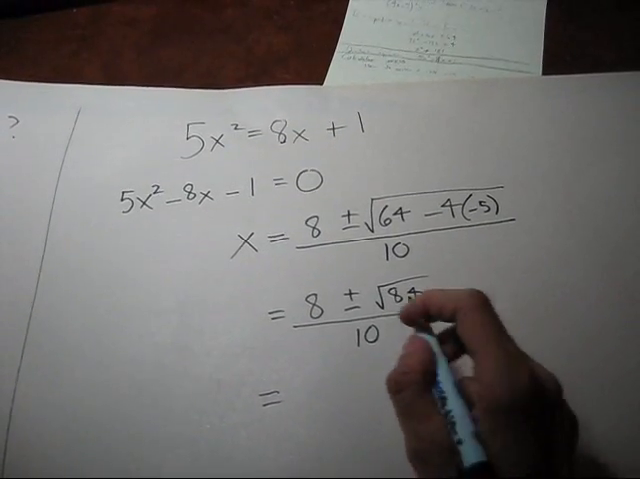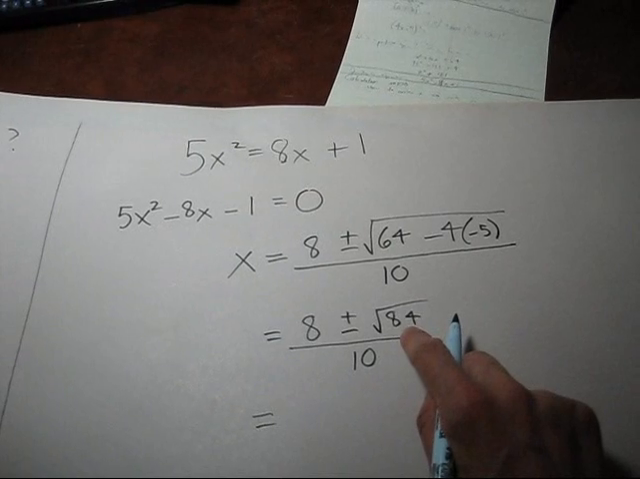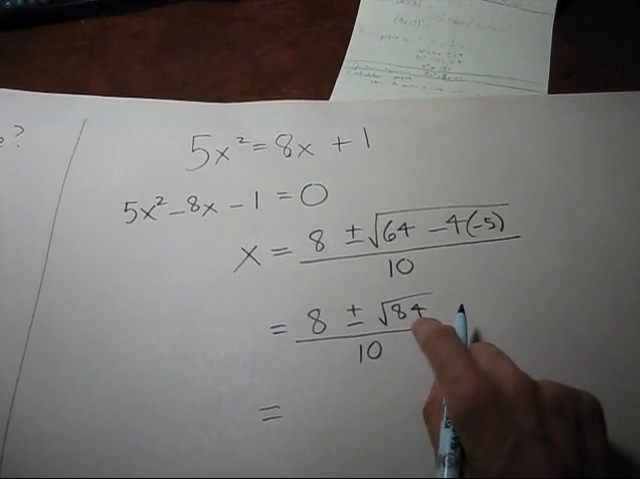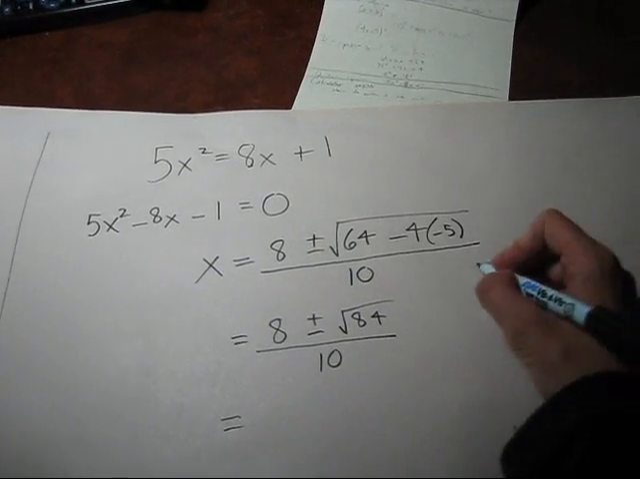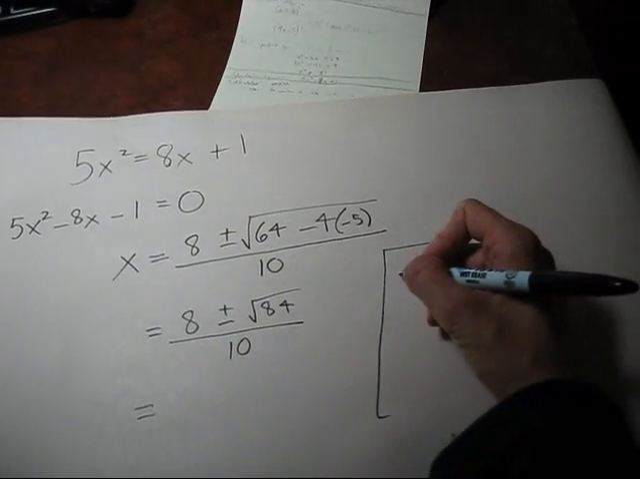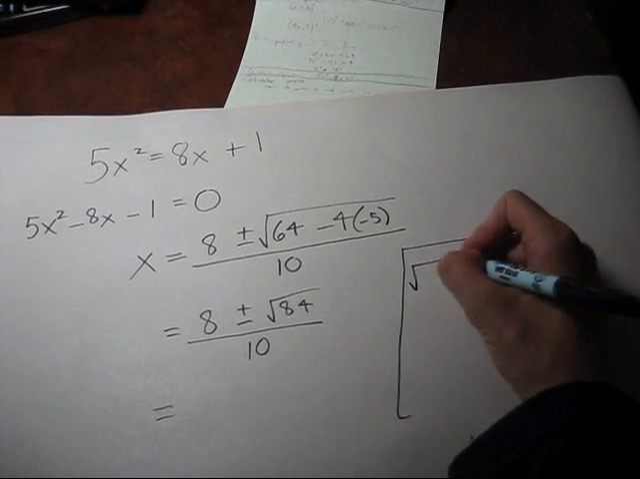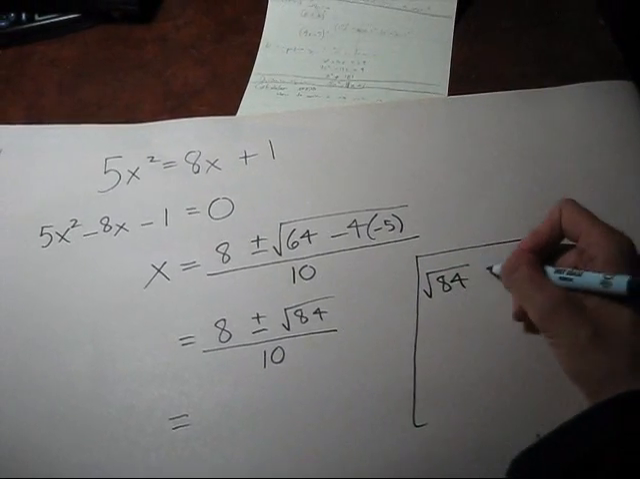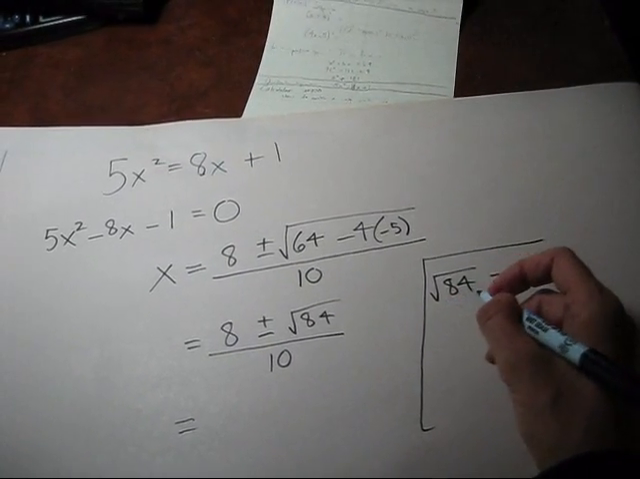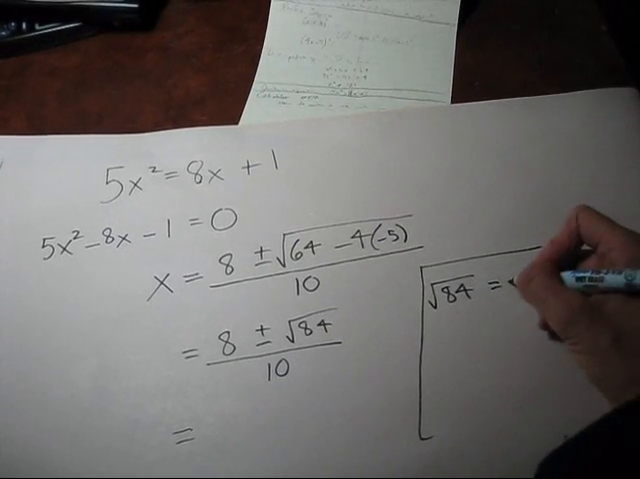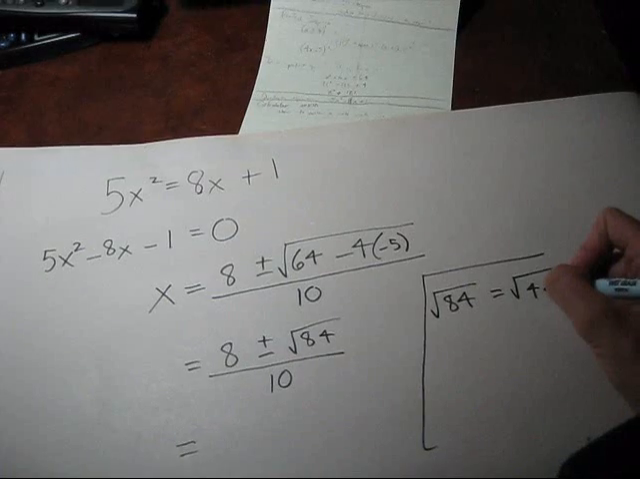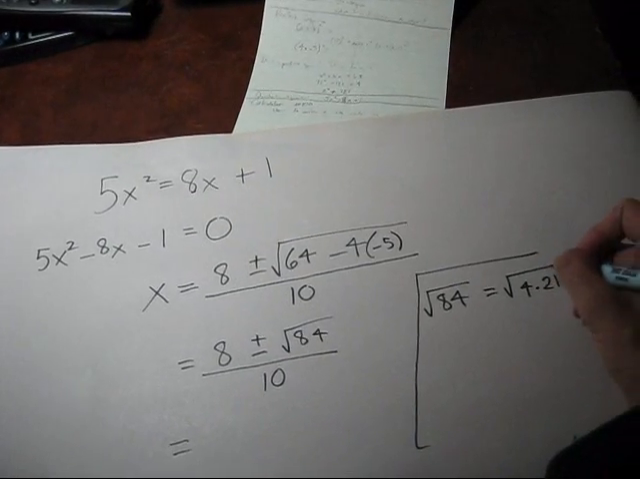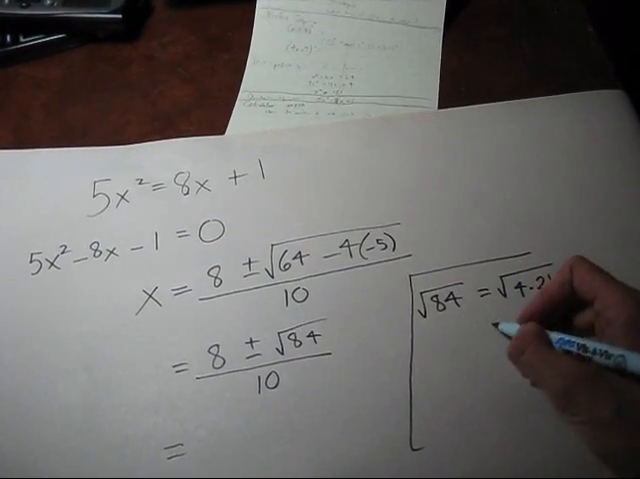What I want to do before I simplify is to see if the square root of 84 has any perfect squares in it. So maybe let's just go off to the side, and I'm going to guess there's a 4 in there because 8 and 4. So this is going to be like the square root of 4 times 21. 21 does not have any perfect squares in it.